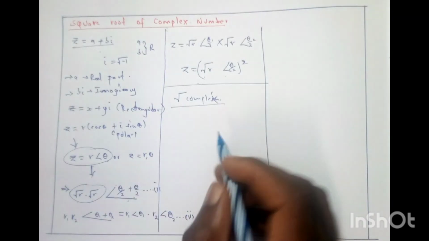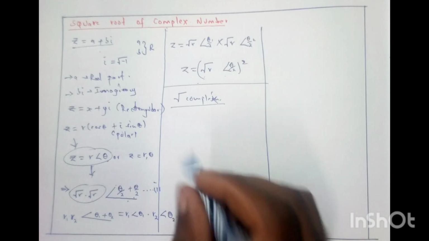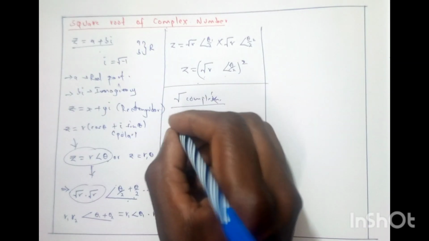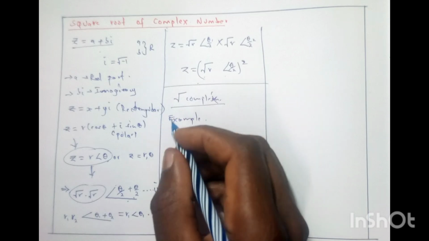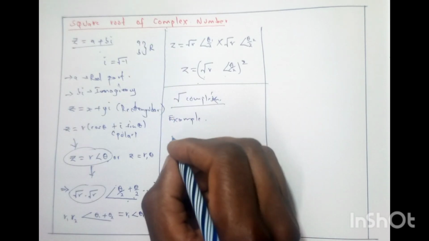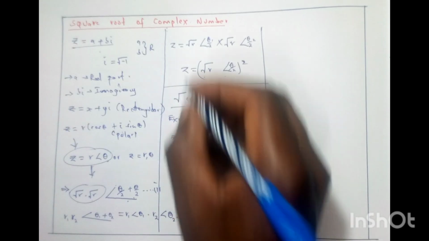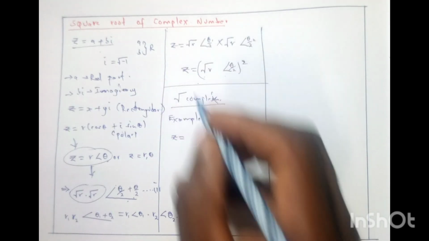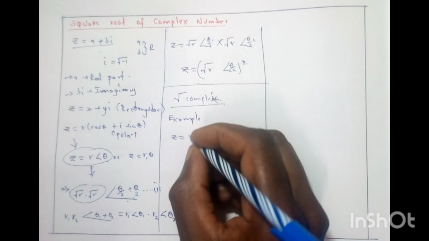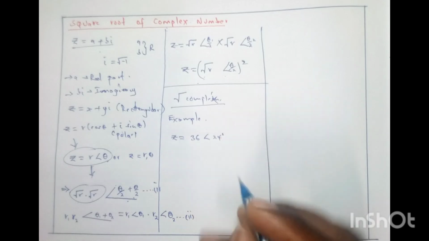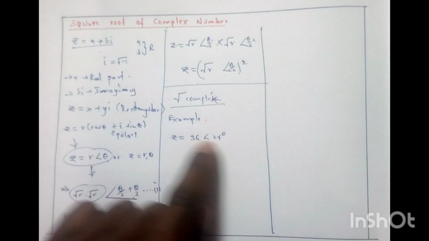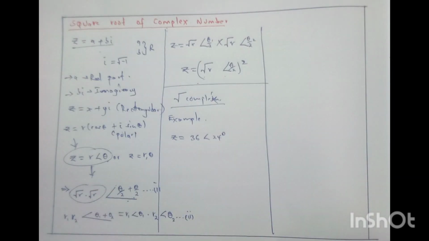So to simplify that, perhaps I'm going to give it in terms of an example, whereby we are going to try to find the square root of a complex number given as z equivalent to 36, and then 24 degrees, whereby this is going to be the modulus and this is going to be the argument.